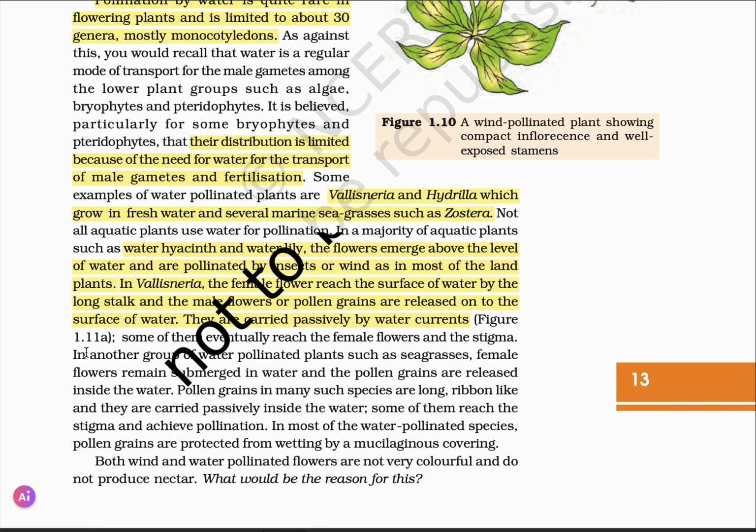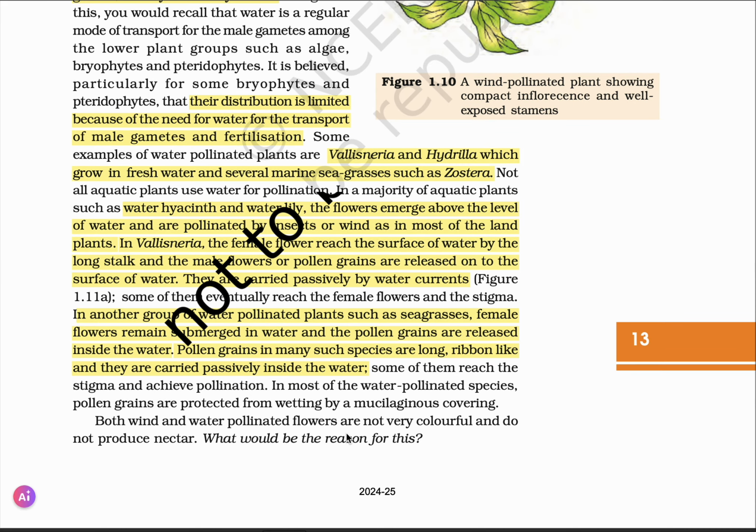Then we have another group of water pollinated plants, which is seagrasses. Example: Zostera, where the pollen grains are released inside the water and they are pollinated. And you need to remember that pollen grains are generally long, ribbon-like, and carried passively inside the water to achieve pollination. Then some of them reach the stigma and achieve pollination.